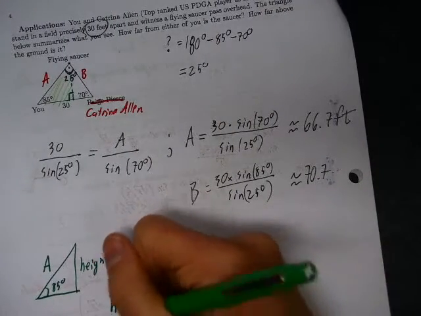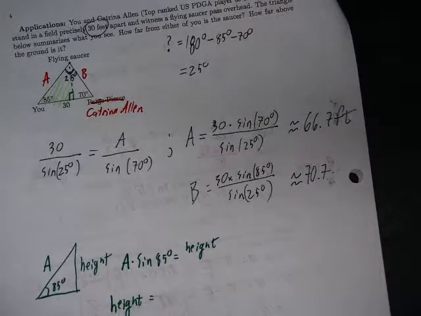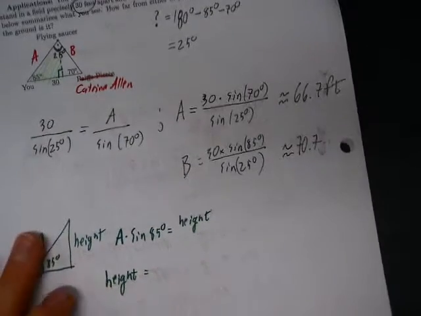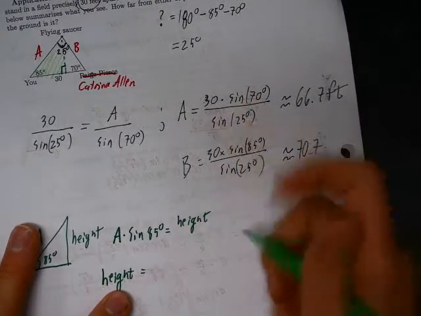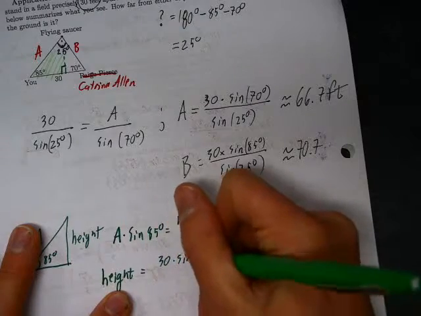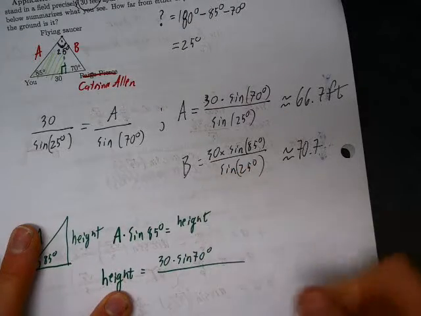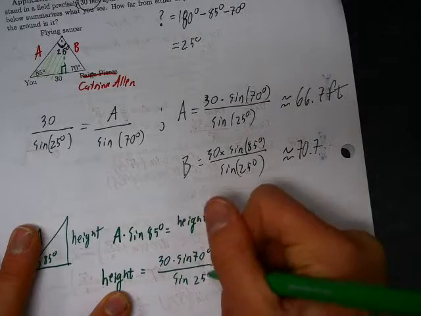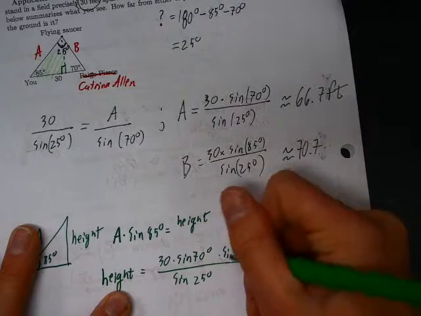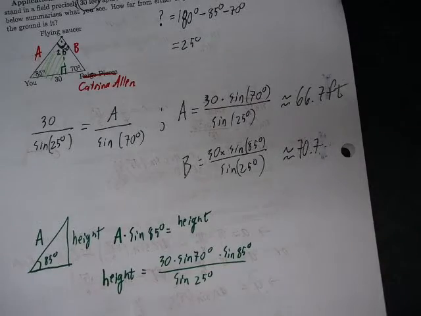I can now say the height is... What you might be tempted to do is say, well, I know that A is somewhere around 66.7 feet, and I can then multiply that by the sine of 85 degrees. That'll give you an approximation, but I wouldn't be totally confident in even that last decimal place because you're going to have rounding errors probably. So instead, what I'll say is write down the exact value. The height is A, which is 30 times the sine of 70 degrees, divided by the sine of 25 degrees, then that multiplied by the sine of 85 degrees.